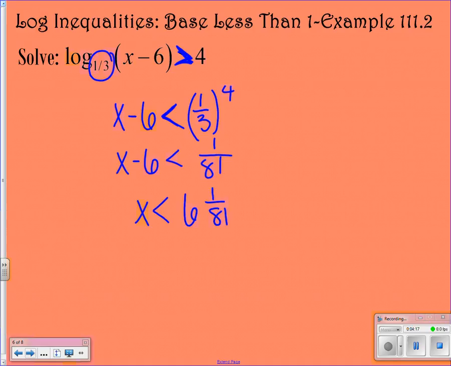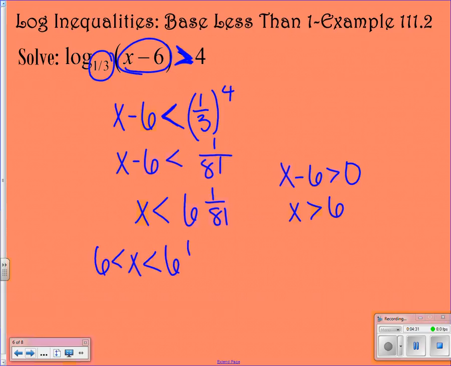But remember, we also have to look at the argument. X minus 6 has to be positive. It has to be greater than 0. So that means that x has to be greater than 6. So x is greater than 6, but less than 6 and 1/81. Which you may say is a very small range, but there are technically infinitely many numbers in this range. Okay? So that is how you deal with log inequalities where you have a base greater than 1 and less than 1. So hopefully that helps you a little bit with those.